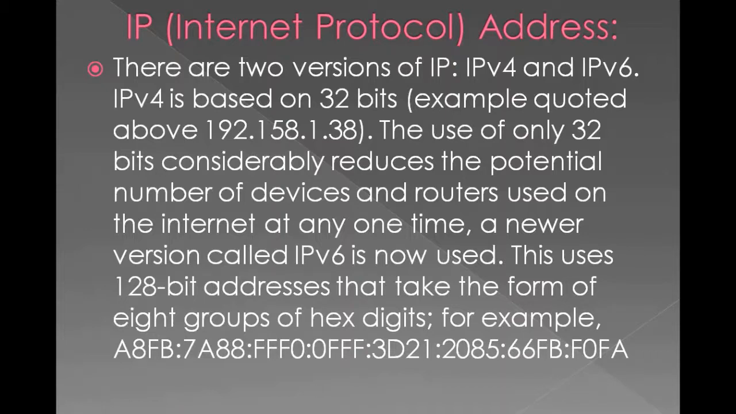Version 4 was based on 32 bits, for example 192.158.1.38, whereas the newer version consists of 128-bit addresses that take the form of 8 groups of hexadecimal digits. An example is given below. See, 1 group, 2 group, 3 group, 4 group, 5, 6, 7, and 8 groups. It consists of 8 groups of hexadecimal characters, and in each group there are 4 hexadecimal characters.